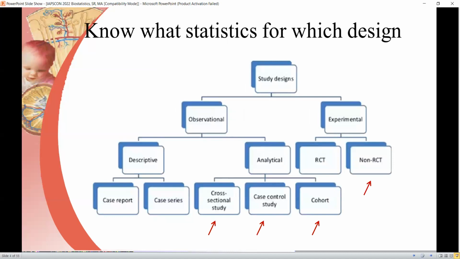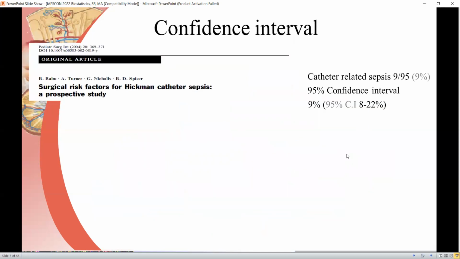Before you know what statistics you need to use, you have to find out what is the design of your study. For a case report, you probably don't need much statistics. For case series, you're going to tell them all as percentages, so all you need is a confidence interval. The rest of the papers, like cross-sectional studies, case control studies, cohort studies and randomized control trials, need at least some basic statistical knowledge to go further.